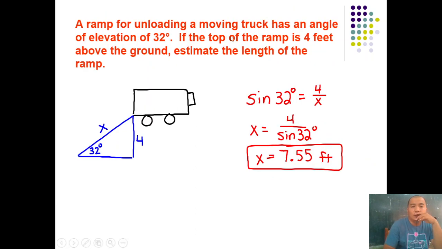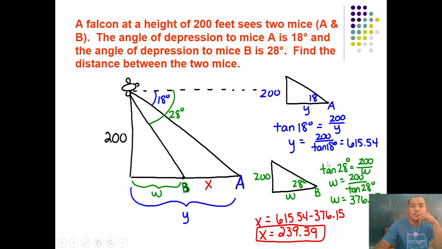A ramp for unloading a moving truck has an angle of elevation of 32 degrees. If the top of the ramp is 4 feet above the ground, estimate the length of the ramp. This is 32 degrees, 4 feet here. Find the length of this. Given opposite side and hypotenuse, use the sine function. Sine 32 is equal to 4 over x. Then solve for x, divide 4 by sine 32. The answer is 7.55 feet.